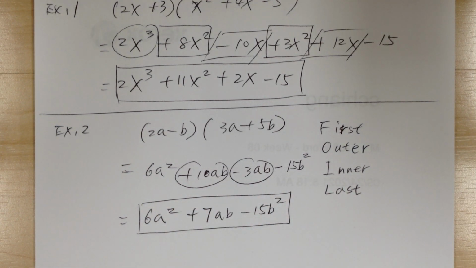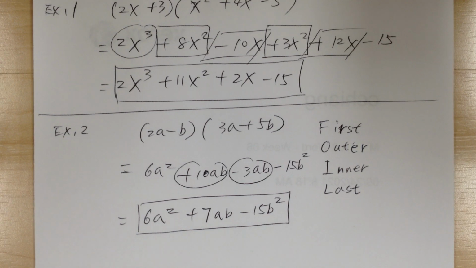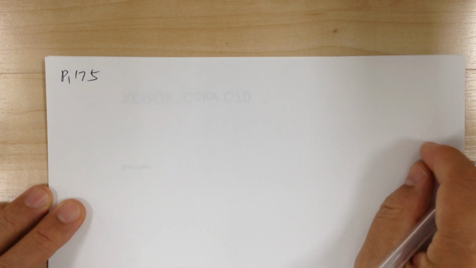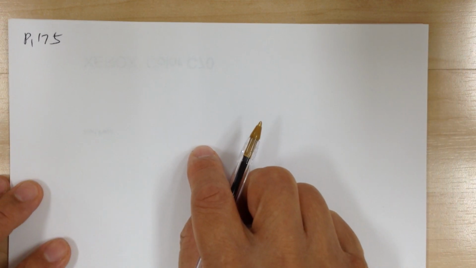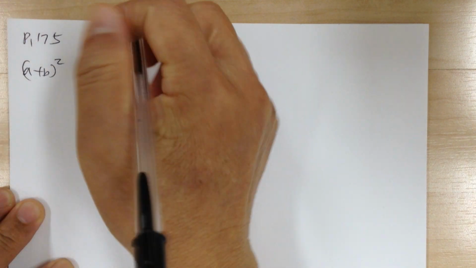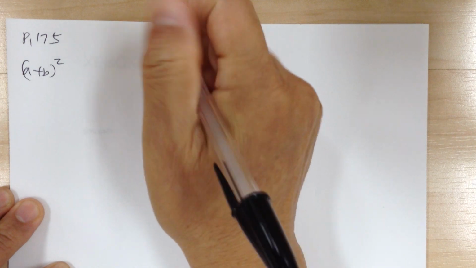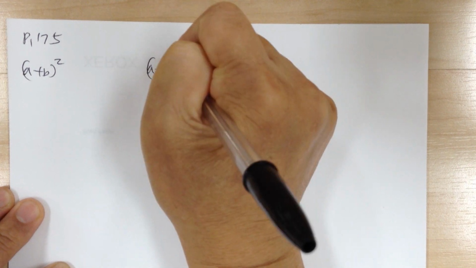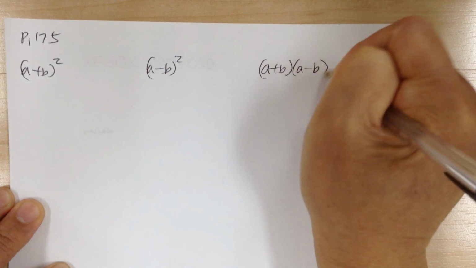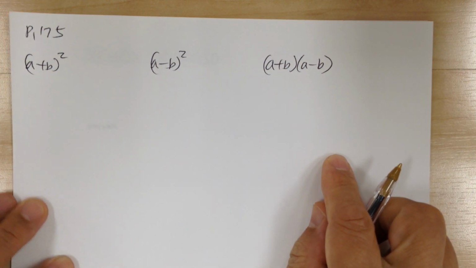Now let's go to some of the special products on page 175. Notice there are three different kinds. You have a plus b squared, a minus b squared, and a plus b times a minus b. So these are the three special products.